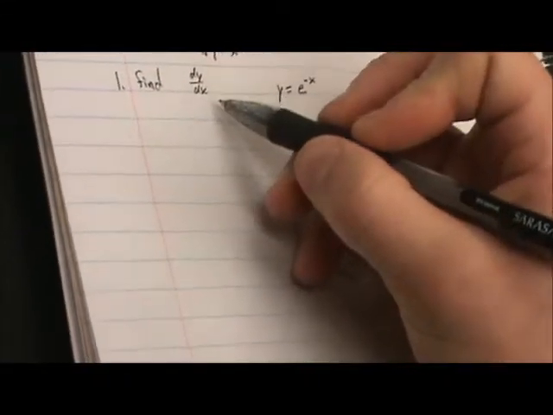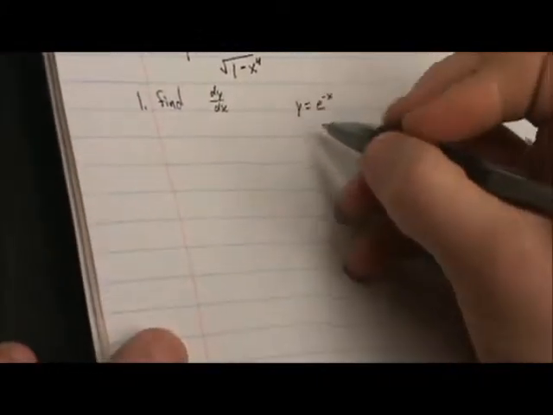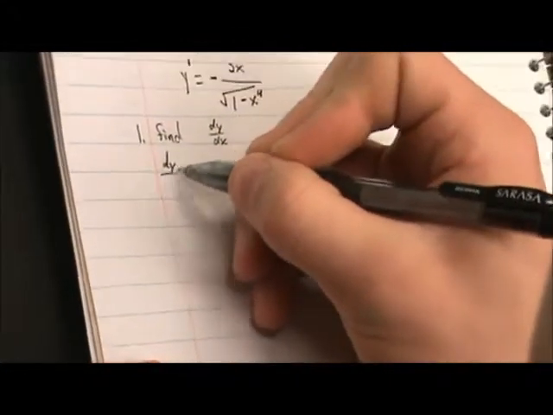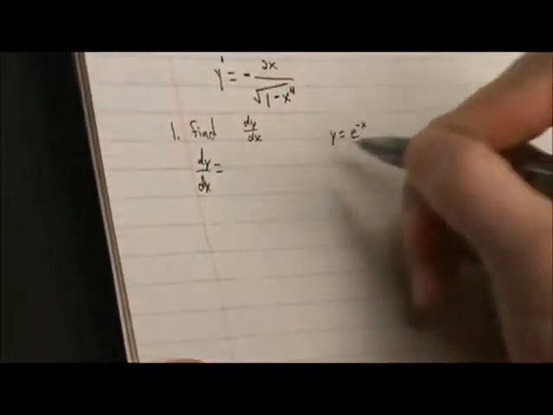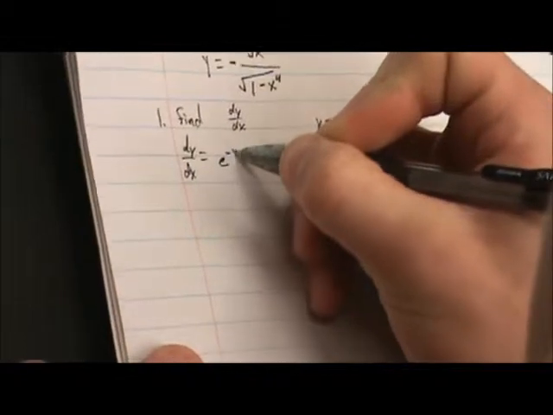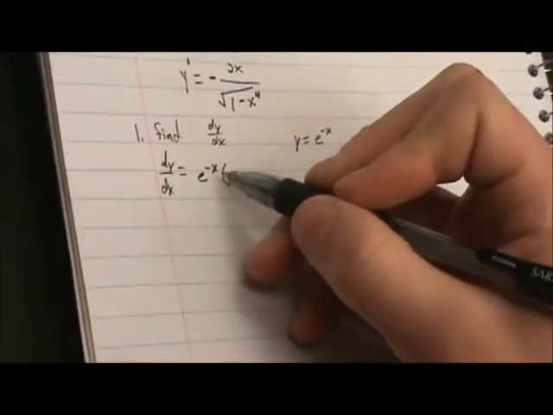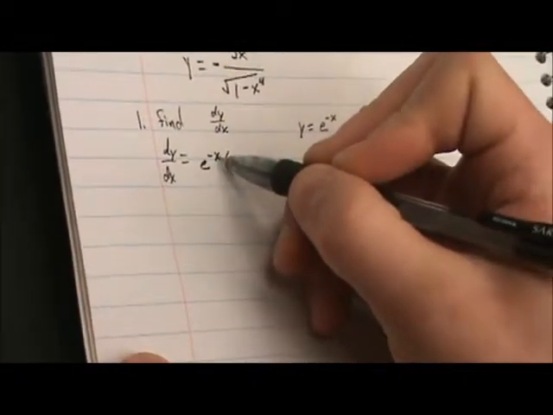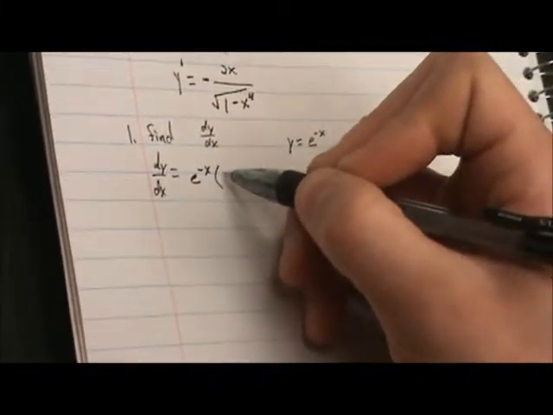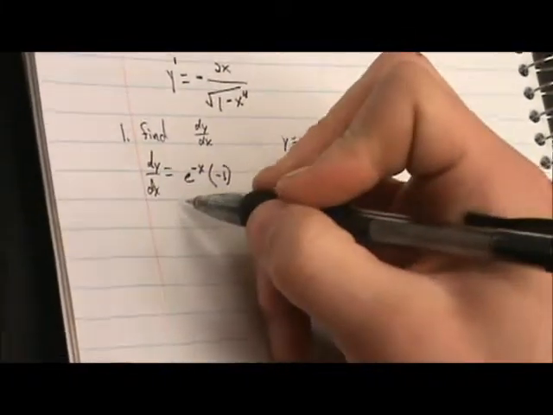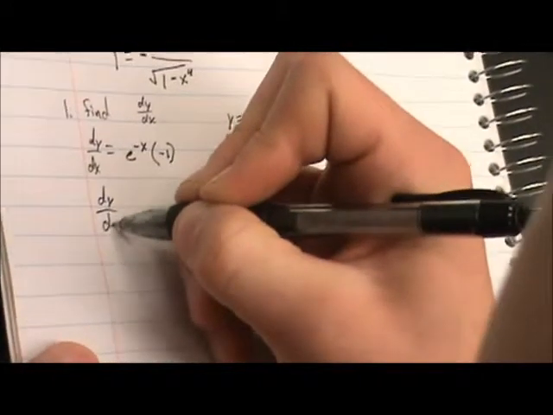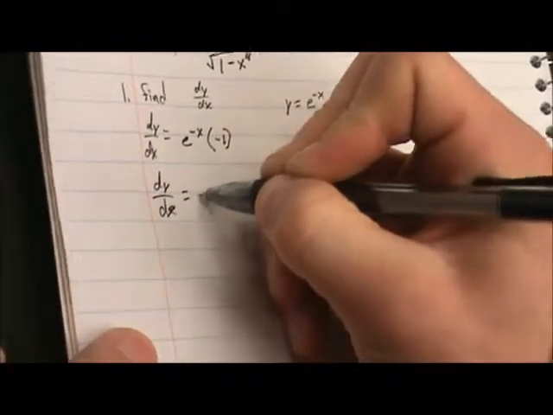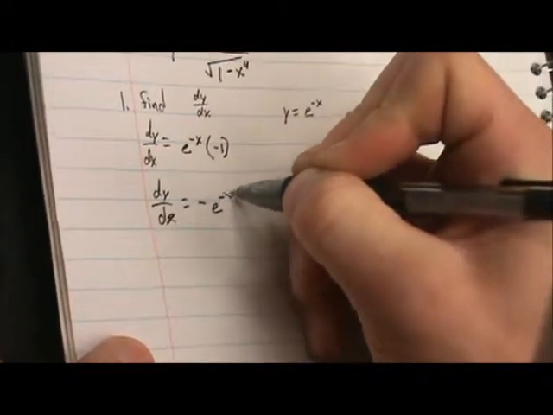Alright, to find dy dx for y equals e to the negative x, dy dx will equal e to the negative x times the derivative of the power, which will be negative x, which is negative 1. So then dy dx equals negative e to the negative x.